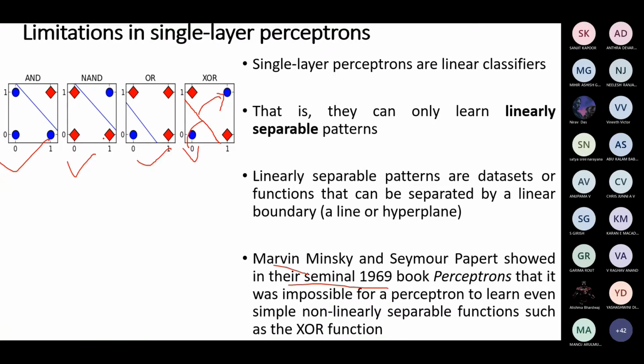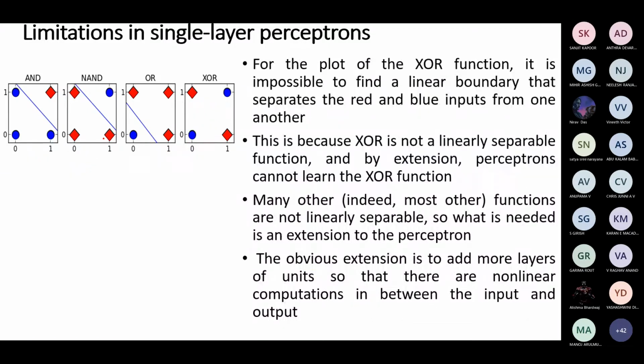So we need to go for a slightly more advanced version of the single layer perceptron. For the plots of the XOR function, it is impossible to find a linearly separable boundary. Something like this, if I want to draw a decision line. And apart from XOR, there are other functions also. Not only XOR, there are a few other functions which are not linearly separable. So what is the need for an extension of the single layer perceptron? So what do we do?